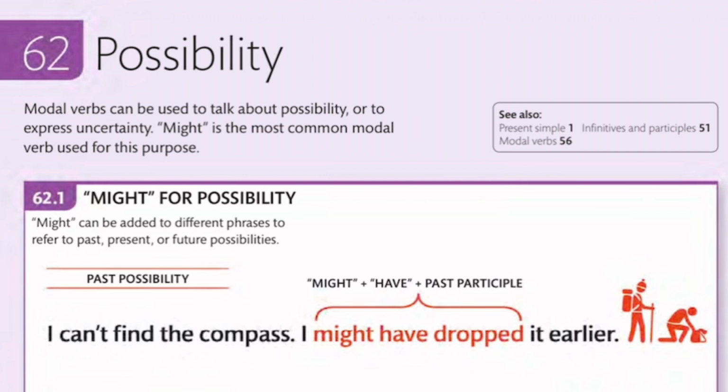The next thing we talk about is possibility. Modal verbs that we use to express possibility or uncertainty, and the most common one is might. Might can be added to different phrases to refer to past, present, or future possibility. Let's talk about the past. I can't find the compass. I might have dropped it earlier. Earlier is showing the past.